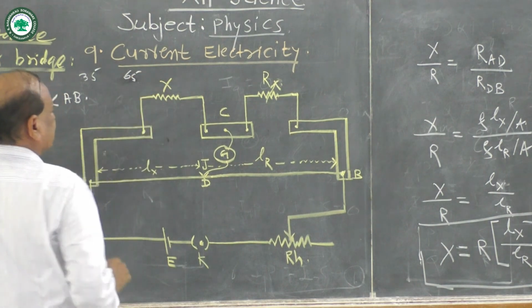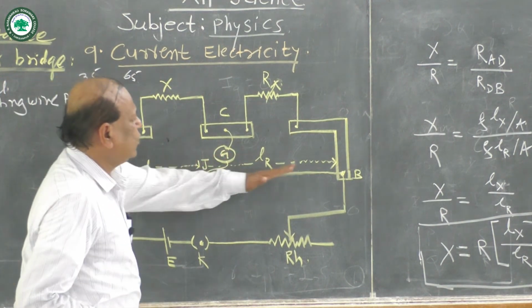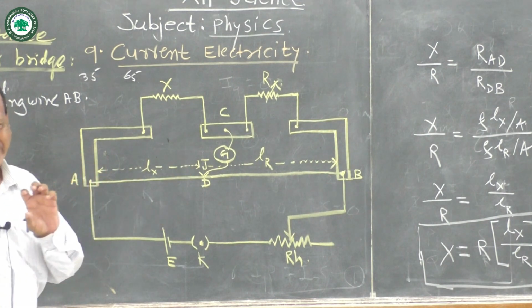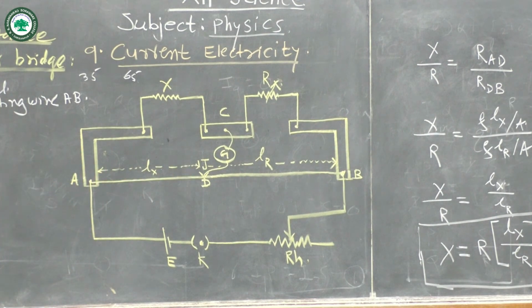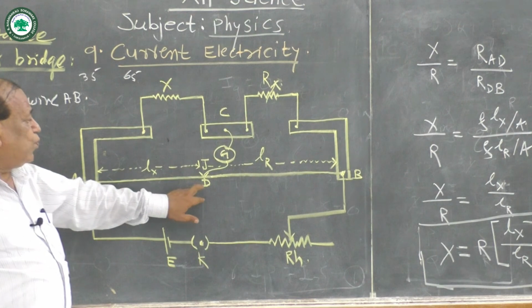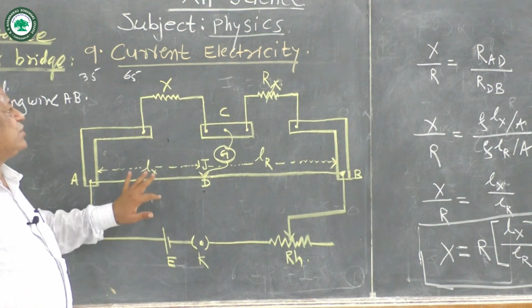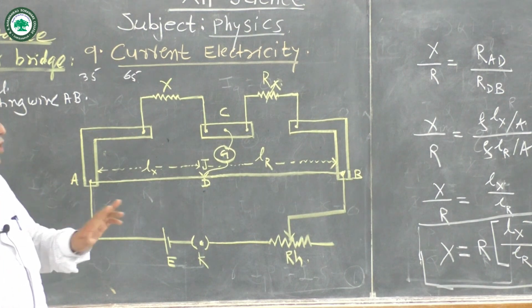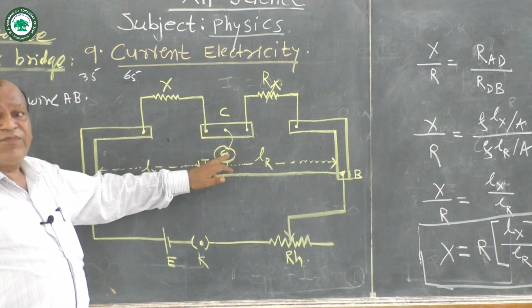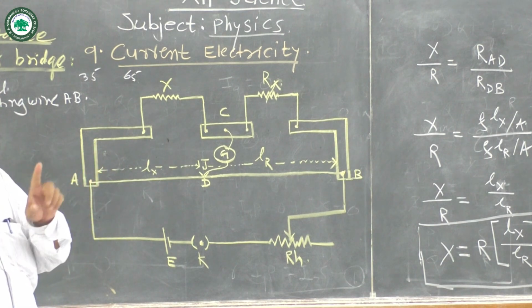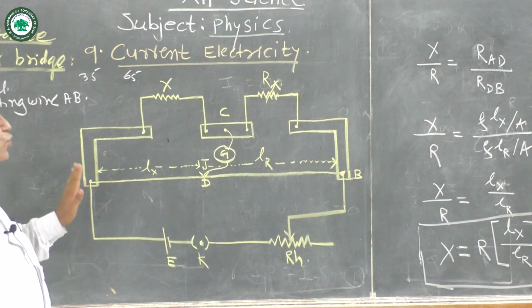65. About 35 or 65, in between that we have to find this point D. How to find that point D? Sliding that jockey from A to B here, find point D at which this galvanometer shows the current 0. Galvanometer shows the deflection 0. That is, current flowing through that galvanometer is 0. Ig is equal to 0.